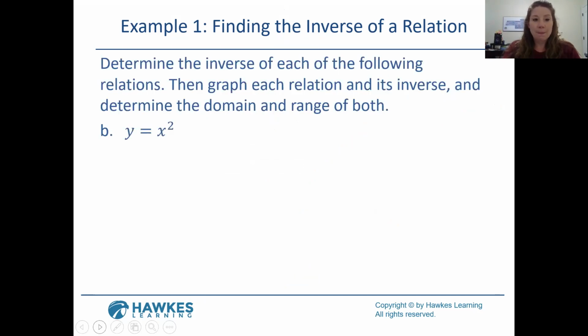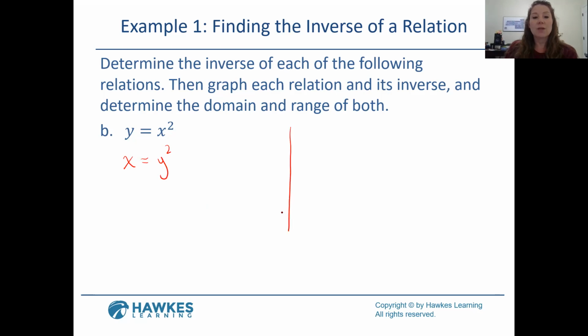example. All right, it says determine the inverse of each of the following relations. Then graph each relation and its inverse and determine the domain and range of both. So basically this is y is equal to x squared. So we would literally switch the order of x and y. So instead of y, we would write x. Instead of x squared, we would write y squared.